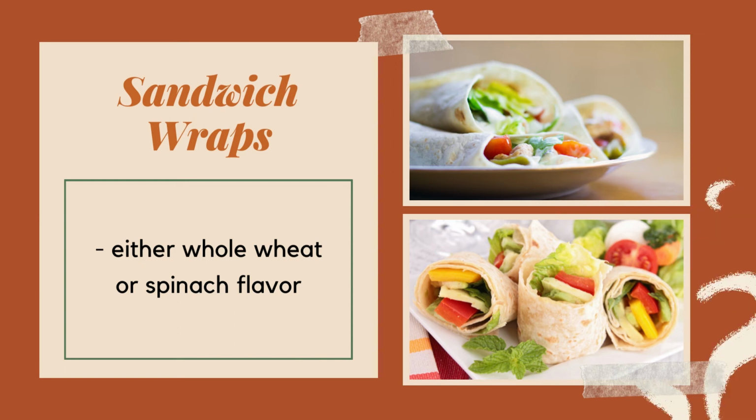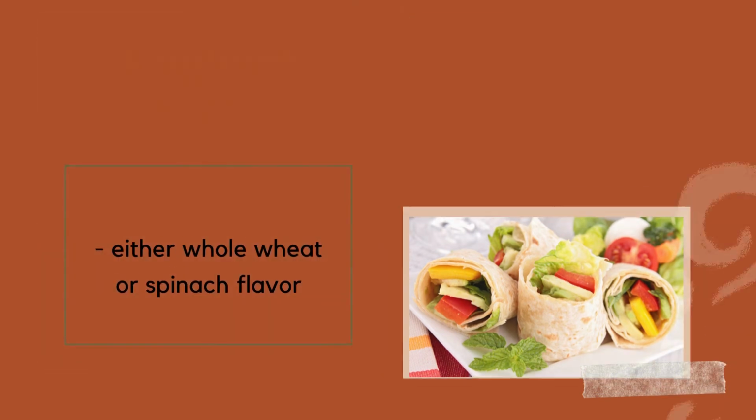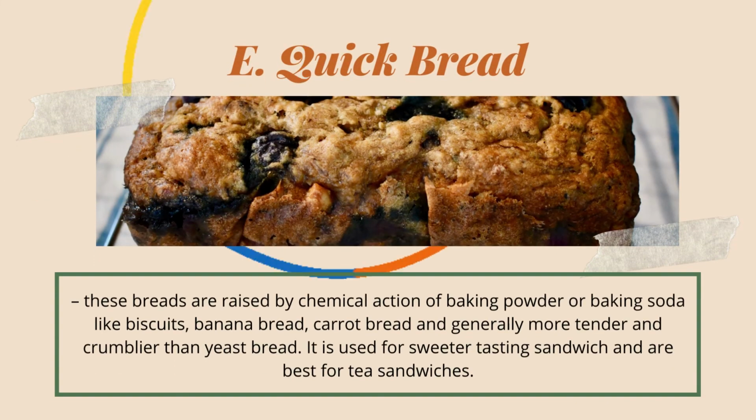Okay, so the last type of bread is the quick bread. So these breads are raised by chemical action of baking powder or baking soda like biscuits, banana bread, carrot bread, and generally more tender and crumblier than yeast bread. It is used for sweeter tasting sandwich and are best for tea sandwiches.